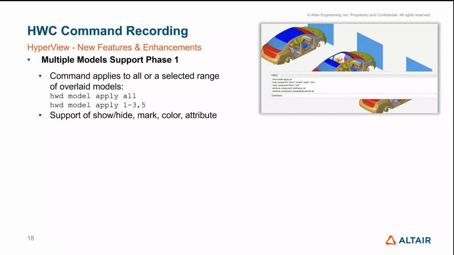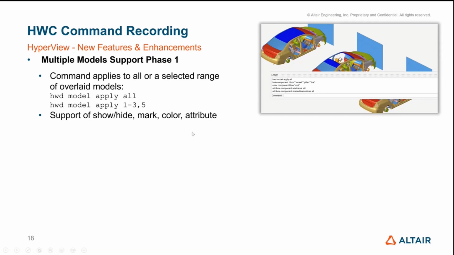So first one would be support for multiple models. We have added a command that you see on the screen, HWD model apply, which basically applies some actions on all the models in a window or across a selected range. So you can have multiple models in Hyperview overlaid, and in the first phase we are covering these four commands: show, hide, mark, color, and attribute. Any of these commands, if you run on the active model, get automatically applied to the selected range of overlaid models.